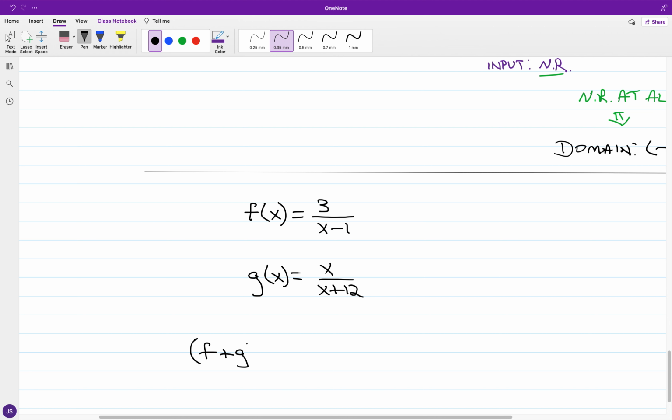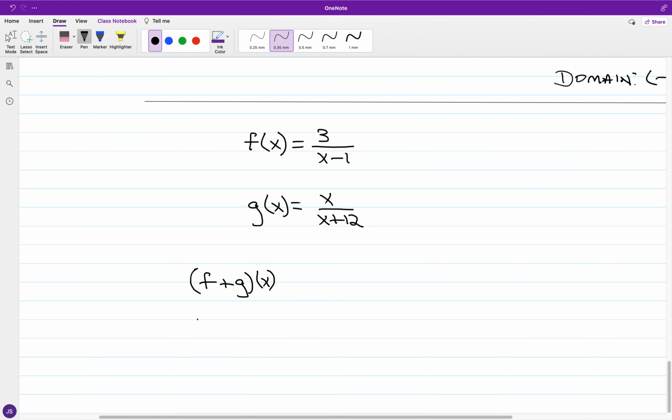So you have f plus g of x, f minus g of x, and f times g of x. Again, these three operations will have the same domain, and just outlining the restrictions. Now for f of x, we got 3 over x minus 1, and again, the restriction is that the denominator cannot be 0. So x cannot be equal to 1.